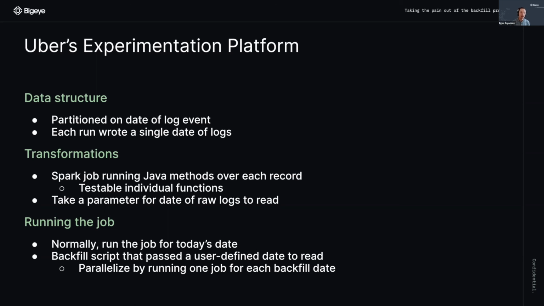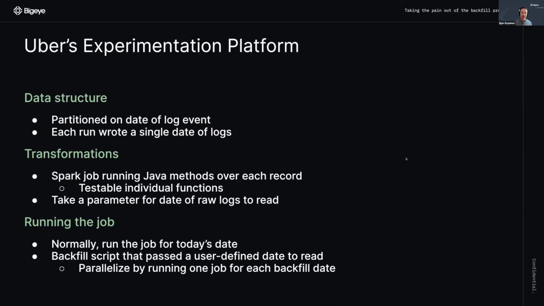So that made it very easy for us to run these backfills. We knew that the logic was exactly the same, so we didn't have to worry about having separate logic for a backfill or for the day-to-day transformations. And so that removed a lot of headache from our backfilling process because we did that work up front to design the data and the transformations in a way that made it easy for us to run the backfills in the future.